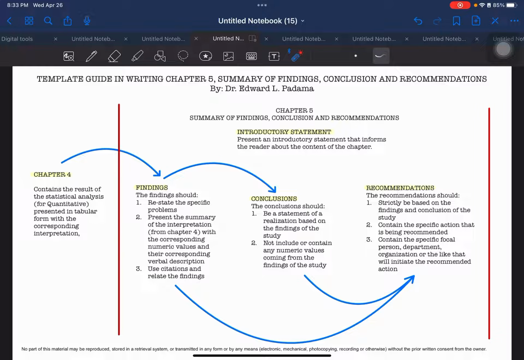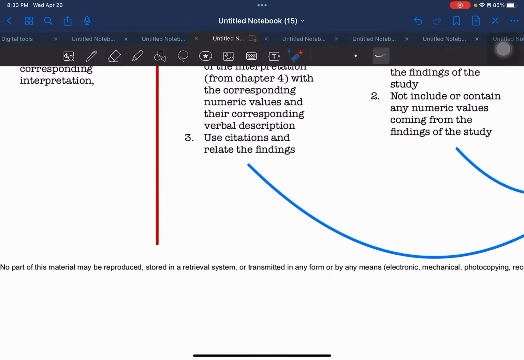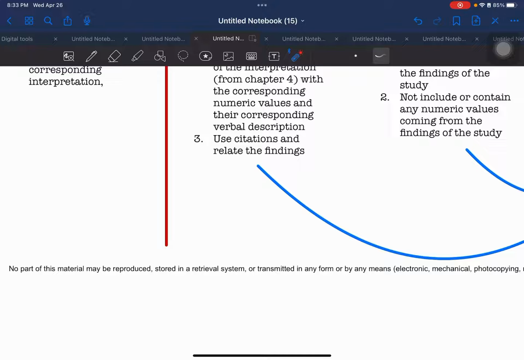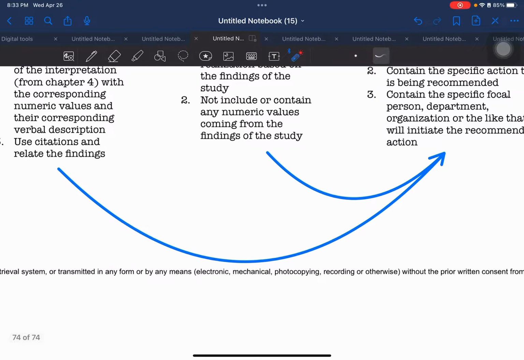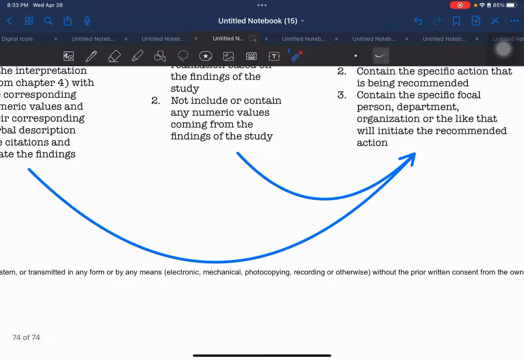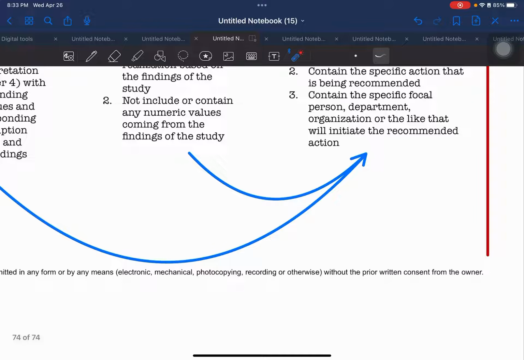Again, if you want to use this template as part of your report in your class, or you would like this video to be a supplemental material in helping your discussion in writing chapter 5, please do take note of what is written at the bottom in the fine print. No part of this material may be reproduced, stored in a retrieval system, or transmitted in any form or by any means, electronic, mechanical, photocopying, recording, or otherwise without a prior written consent from the owner.